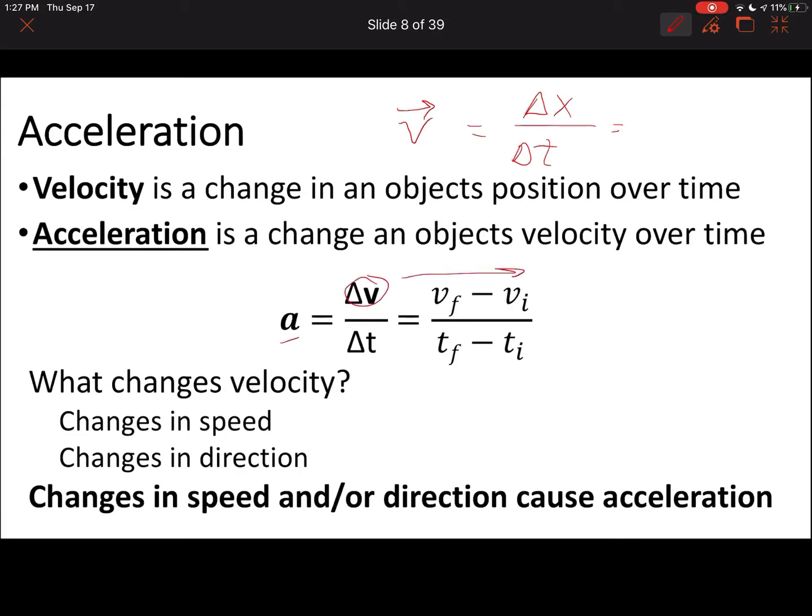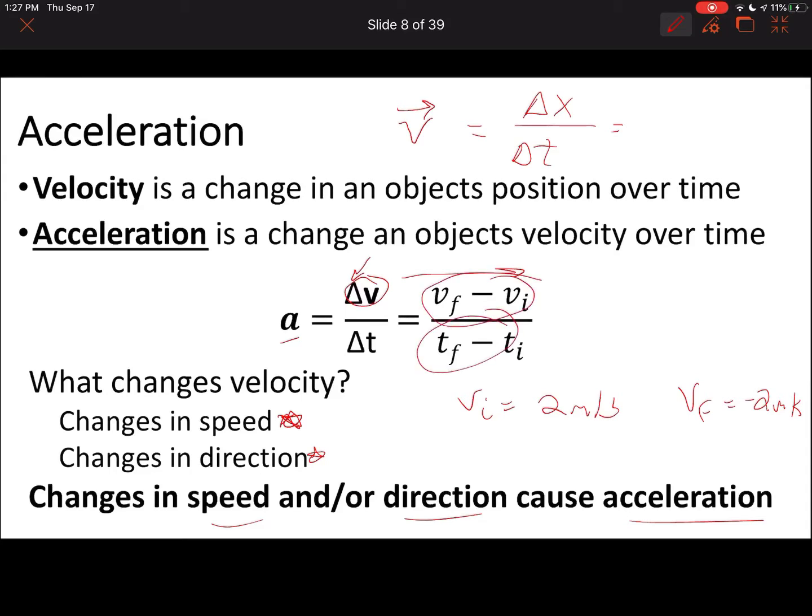And so both a change in speed and a change in direction can cause a change in velocity. Like if your initial velocity is positive 2 meters per second, and your final velocity is negative 2 meters per second, well, that's a change in velocity. That's not a change in speed, because it's 2 both times, but for the velocity, there is a change in direction. So either changes in speed or changes in direction both cause an acceleration. Remember the symbol delta? We call that delta V over delta T, and it's always just final minus initial.